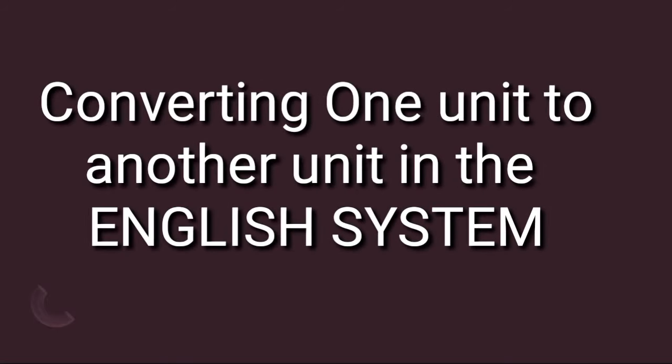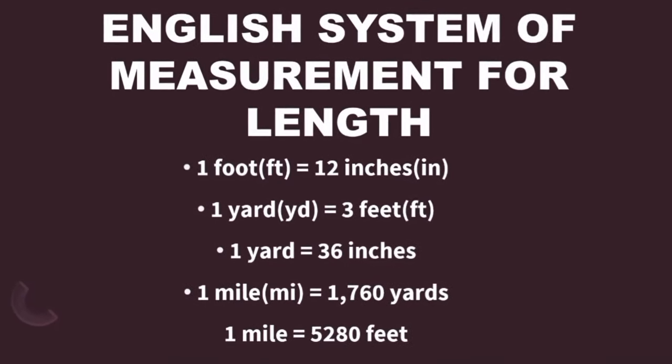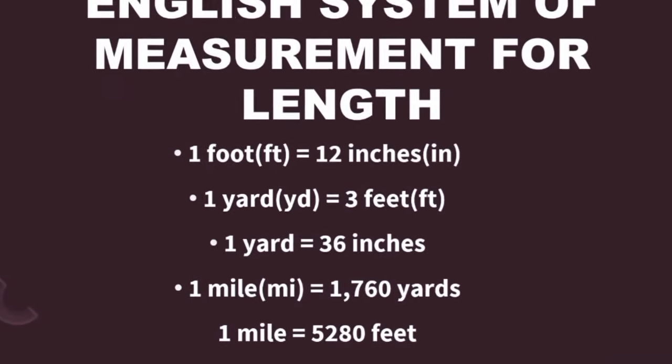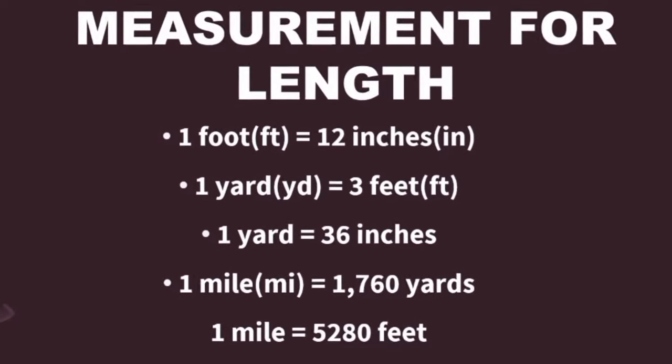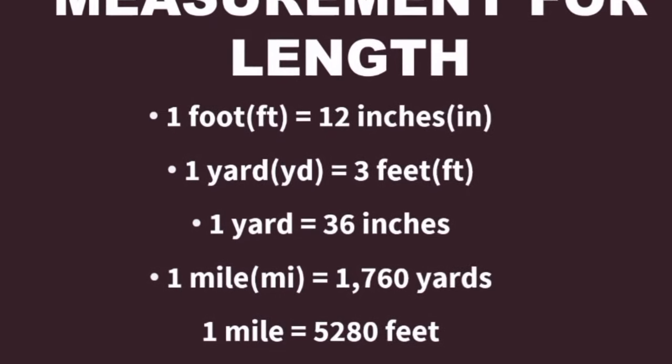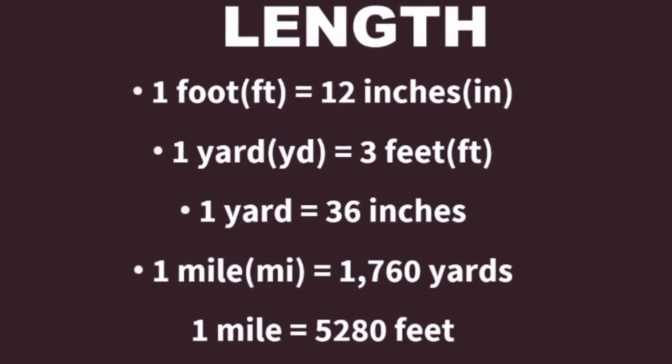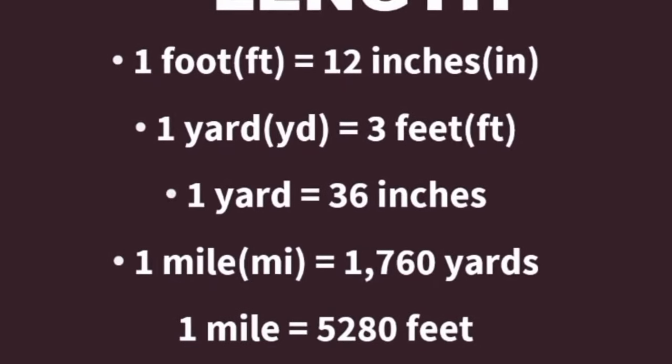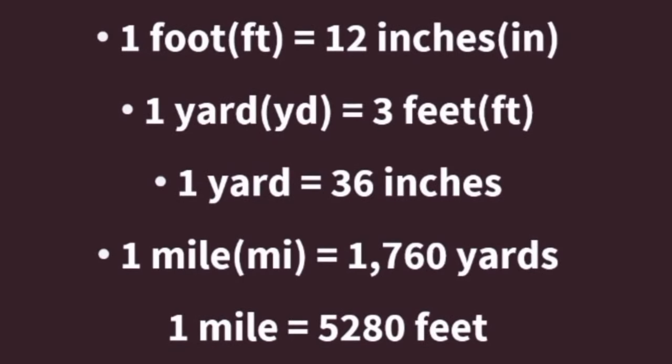Now let's continue with our topic, converting one unit to another unit in the English system. Again, these are the equivalent measures in the English system. 1 foot is equal to 12 inches, 1 yard is equal to 3 feet or 36 inches, 1 mile is equal to 1,760 yards or 5,280 feet.